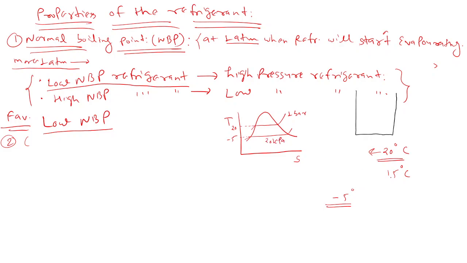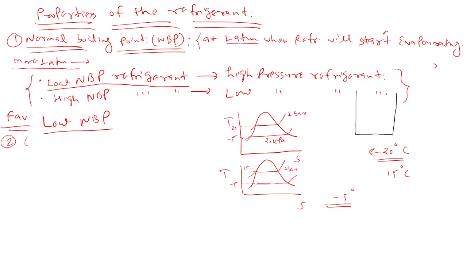Now the same for 15 degrees Celsius. What will happen? Again I will draw the T-S diagram, and for 1 atmospheric pressure this temperature would be 15 degrees Celsius. Now if we want to reach -5, let's suppose this is -5. The temperature we have fixed at -5 here.